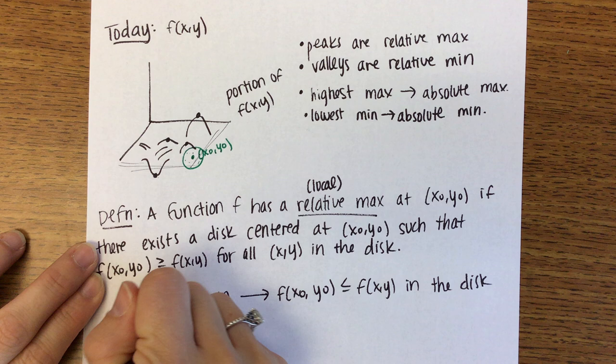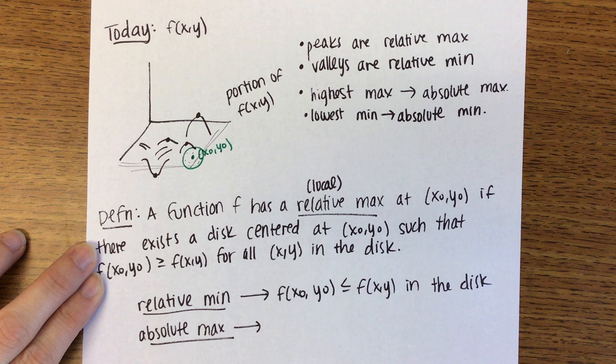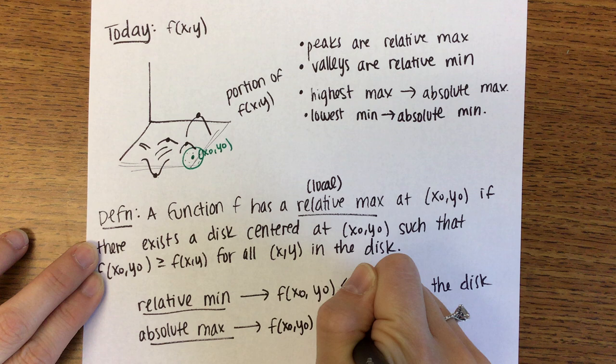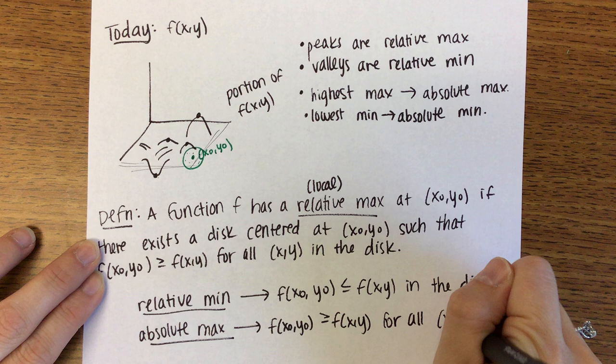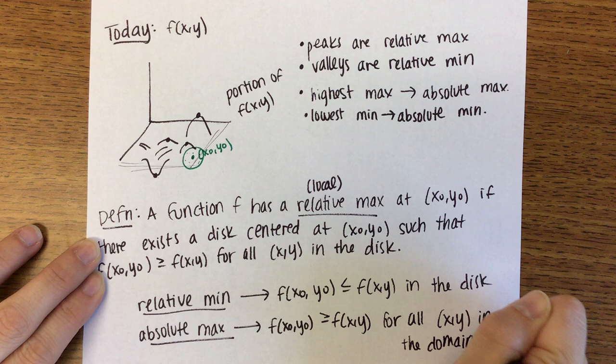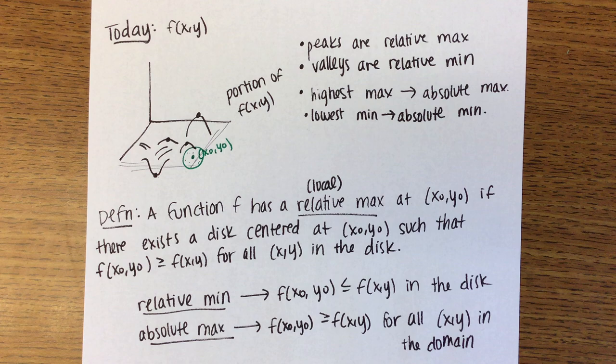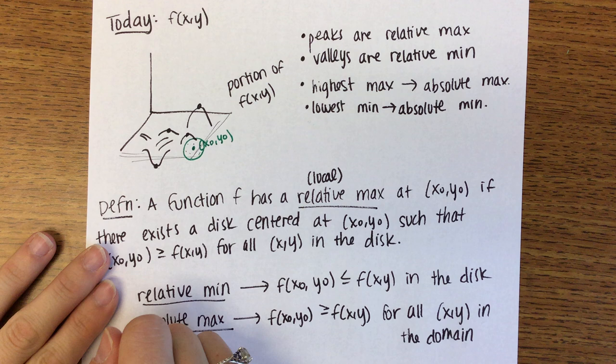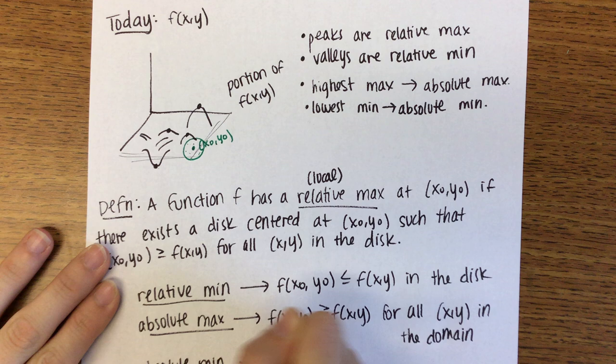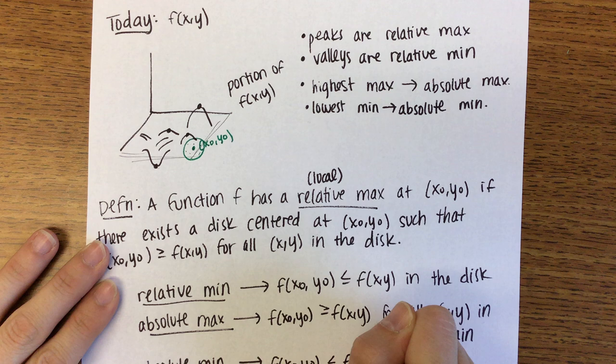The absolute max. That's going to be when f of x naught, y naught is greater than or equal to f of x, y for all x, y in the domain. So it's not just some disk, it's for all points. Okay, and then likewise we have absolute min. This is when f of x naught, y naught is less than or equal to f of x, y for all x, y in the domain.